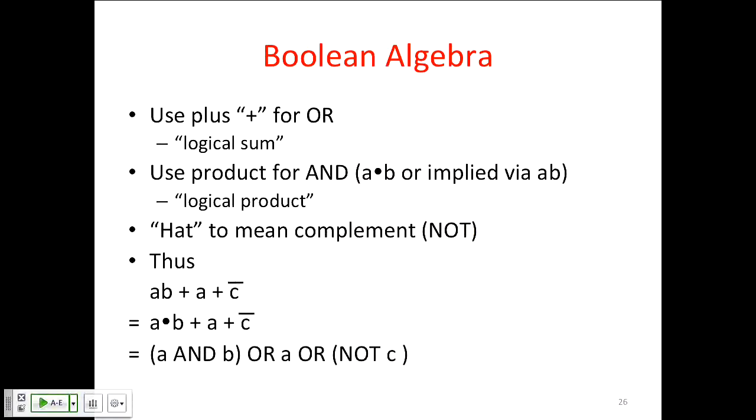Okay. So I'll just go over these ground rules again for Boolean algebra. So we use a plus for an OR function. So in Boolean logic, a plus means OR, logical sum. We use product for AND. So we can actually do a dot and say A dot B for multiply, or we just usually leave it out and imply it. As you do in math, AB implies that it's multiplied together, which means it's a logical AND. We use the line on top to mean not for that signal. So this is AB or A or not C. So A and B or A or not C. These are all equivalent expressions for the same logic function. Okay.